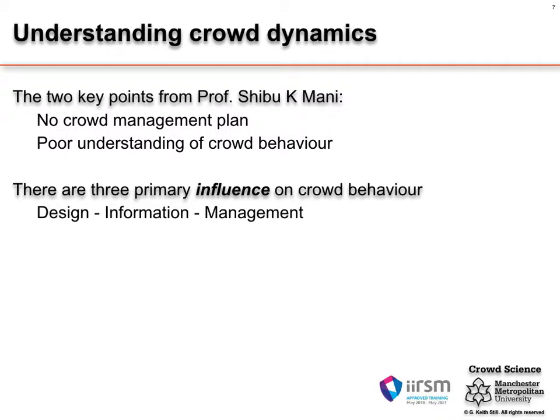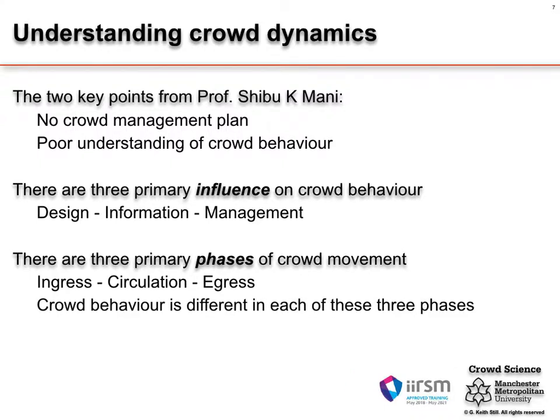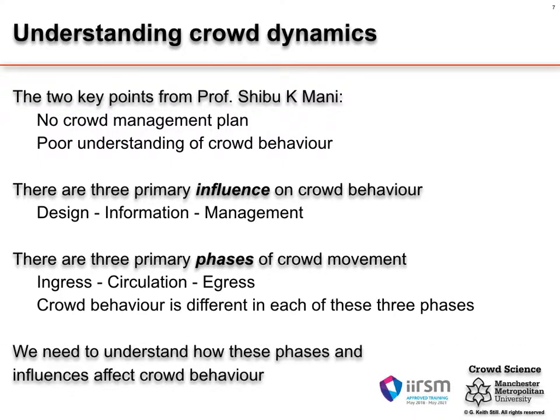and procedures. We also need to understand that there are three primary phases of crowd behaviour: ingress, circulation and egress. They come in with a set of expectations and understanding, they move around, and then they leave. And of course, crowd behaviour is different in each of these three phases. So we need to understand how the phases and influences fit together.